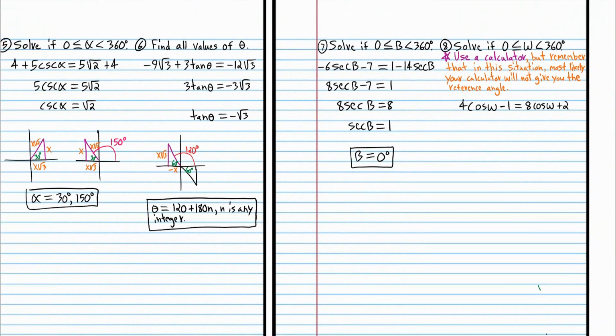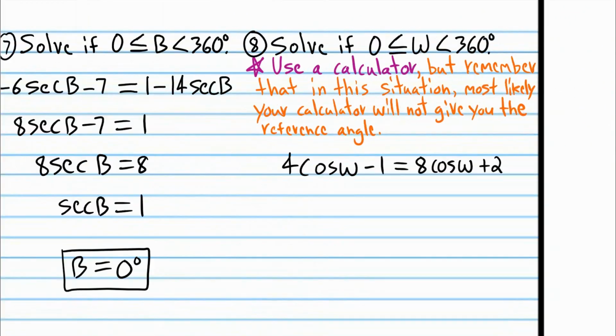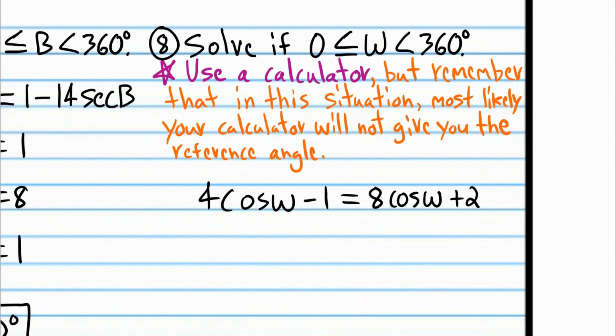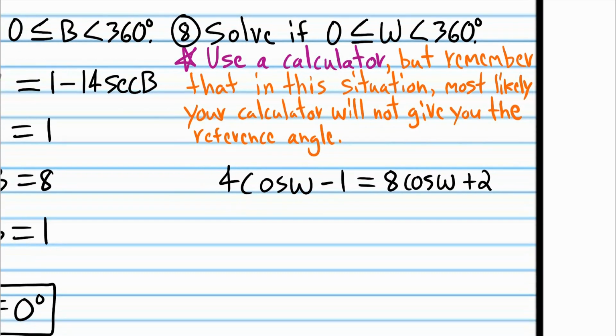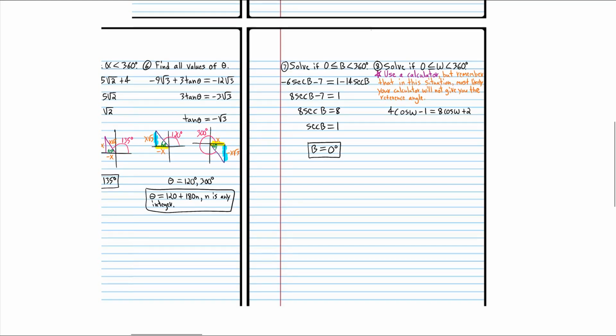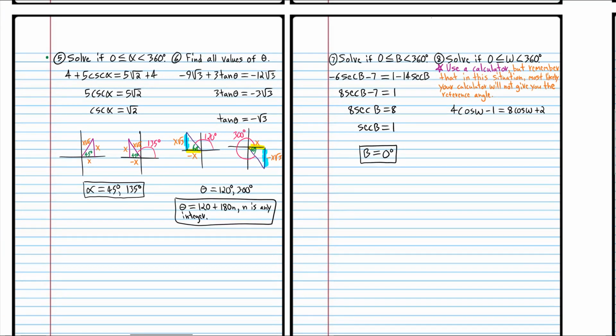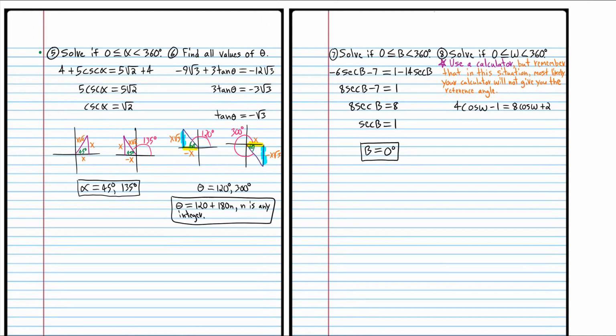So for number 8, I want you to be aware that this is one of the situations where your calculator is not going to give you the reference angle. When cosine or secant is equal to a negative number, your calculator will not give you the reference angle. You'll have to use the number that your calculator gives you to find the reference angle. Go ahead and try number 8, and when you come back, we'll do it together.